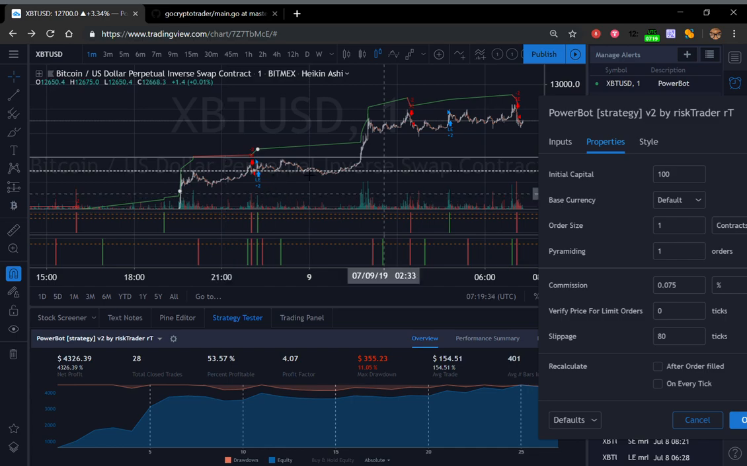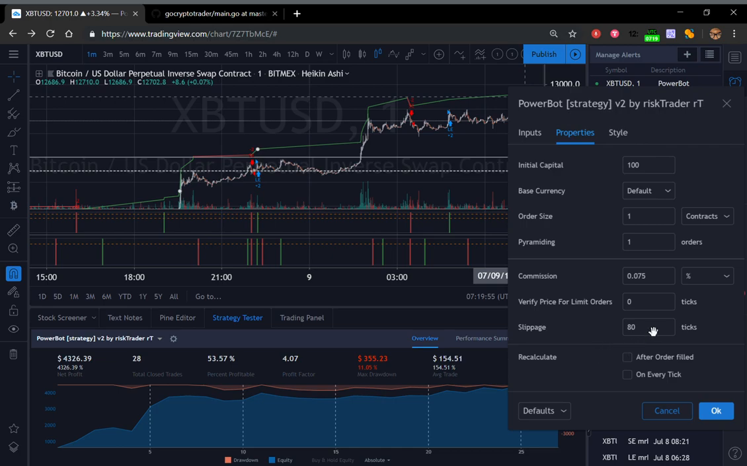Same here, when we experience something like this and you try to buy right here while we're spiking up, we'll slip up a little bit, okay? Now, I've noticed the average slippage size of about 40, give or take, 20 to 40. And it doesn't go as high as 80, but I do that just for my own sake, okay? Just to show you how powerful this strategy is.